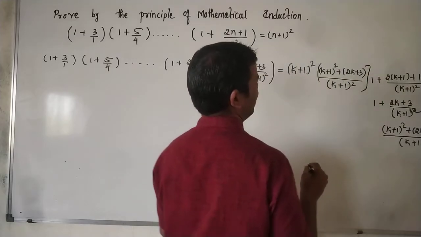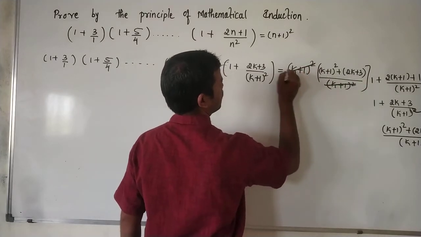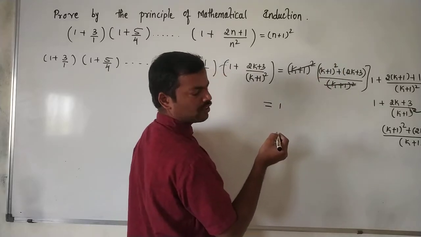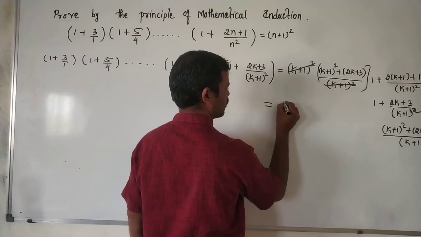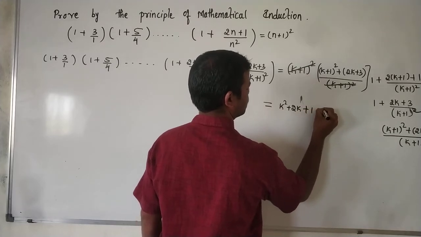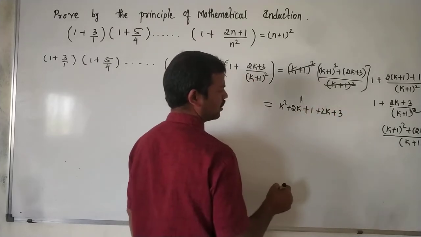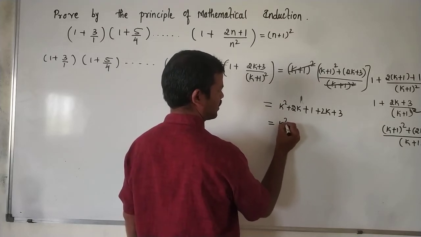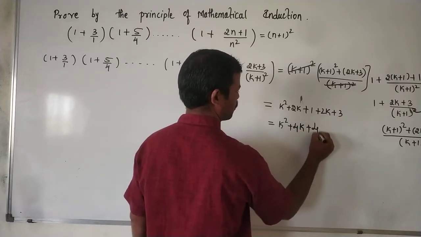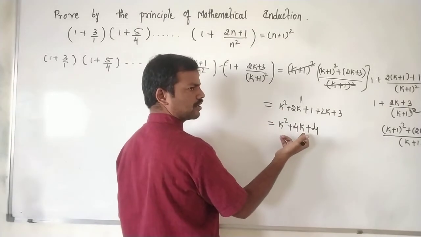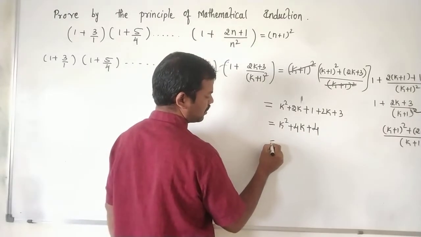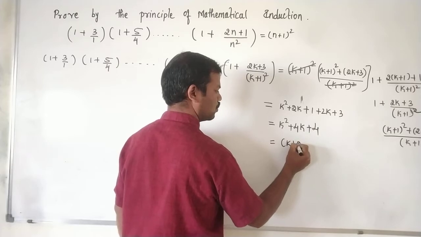So here (k plus 1) whole square and (k plus 1) whole square get cancelled. What remains is (k plus 1) whole square plus 2k plus 3. Expanding, (k plus 1) whole square is k square plus 2k plus 1, plus 2k plus 3, which gives k square plus 4k plus 4. This is the same as a square plus 2ab plus b square, that is (k plus 2) whole square.